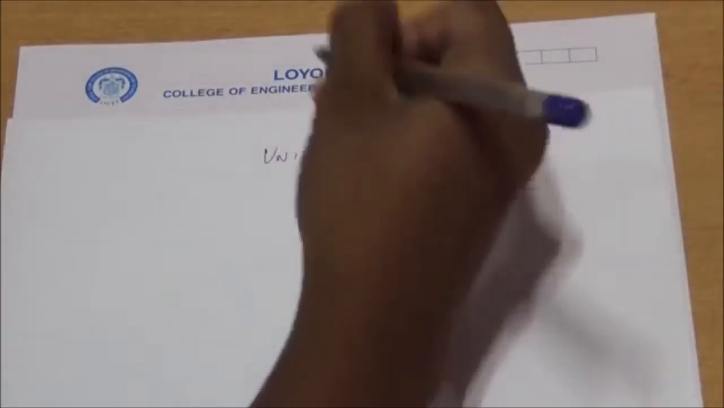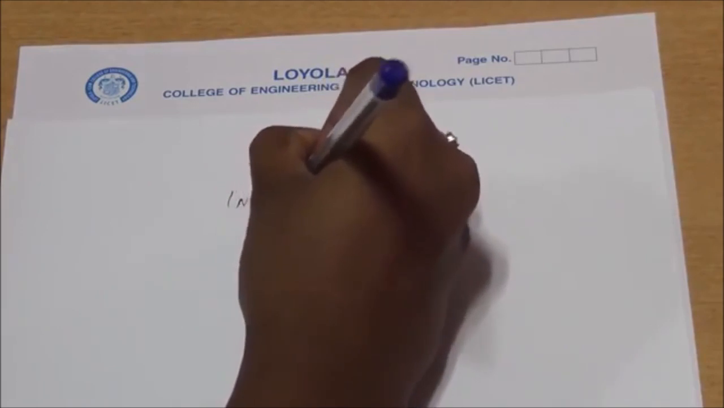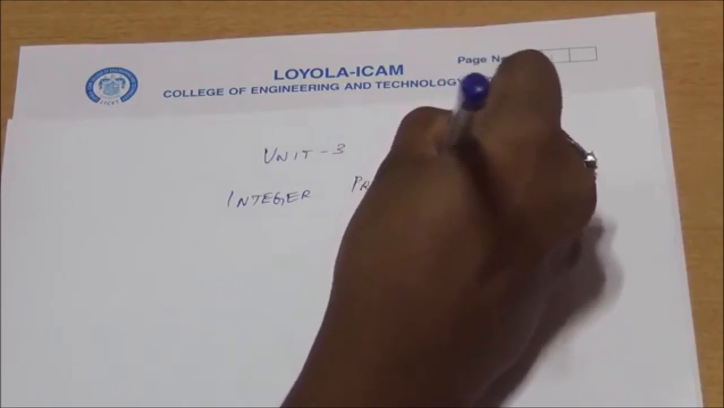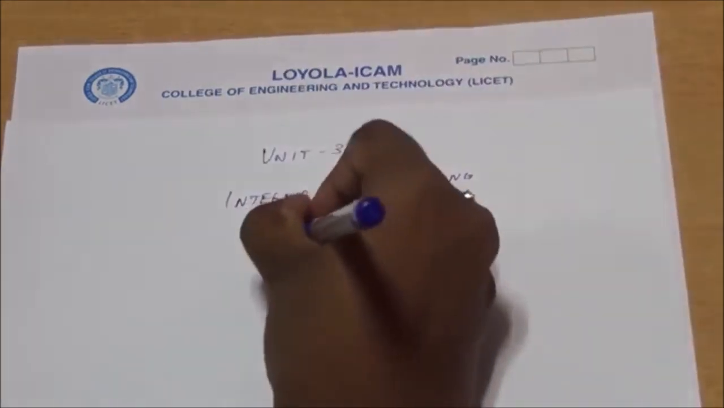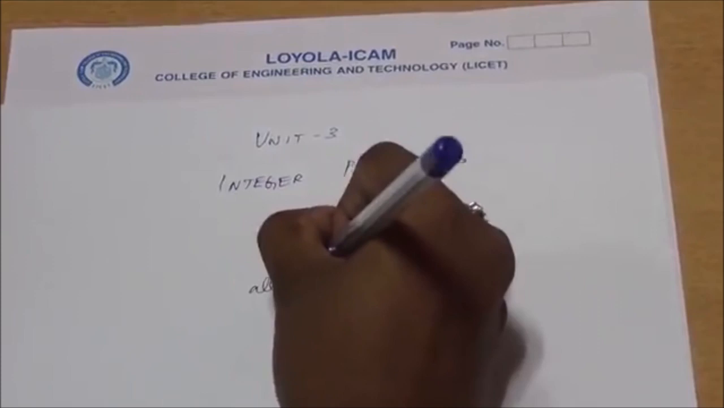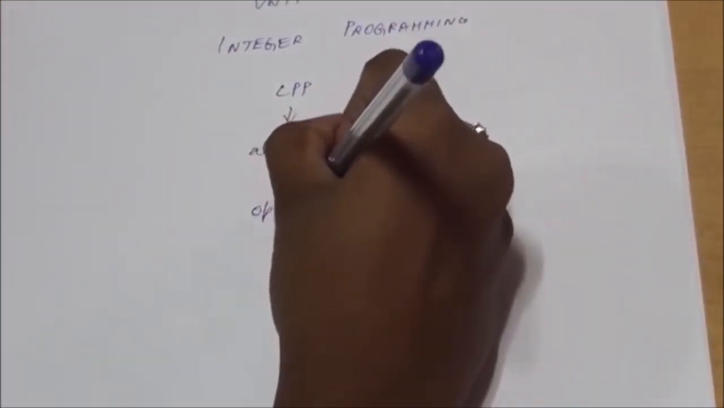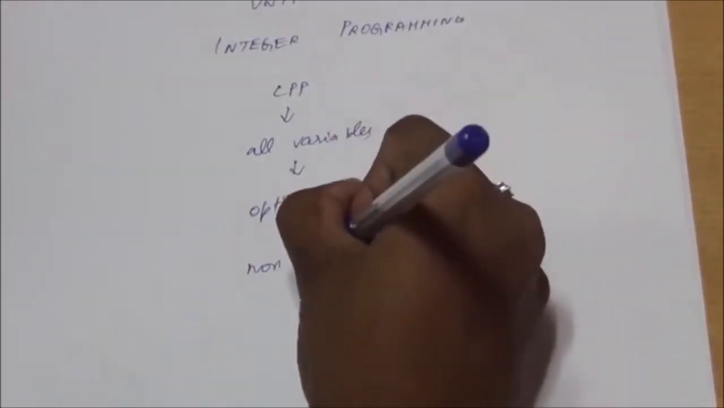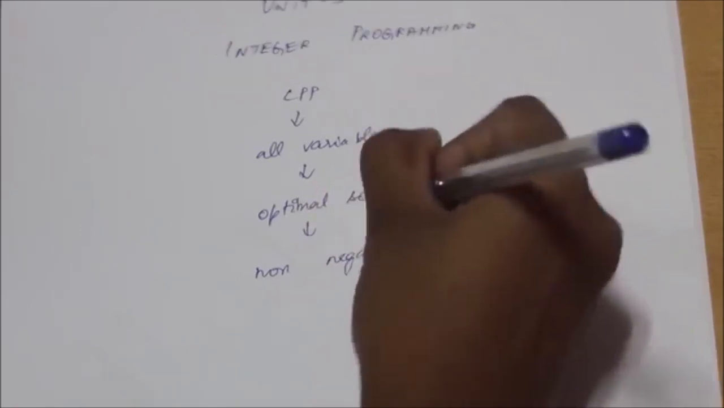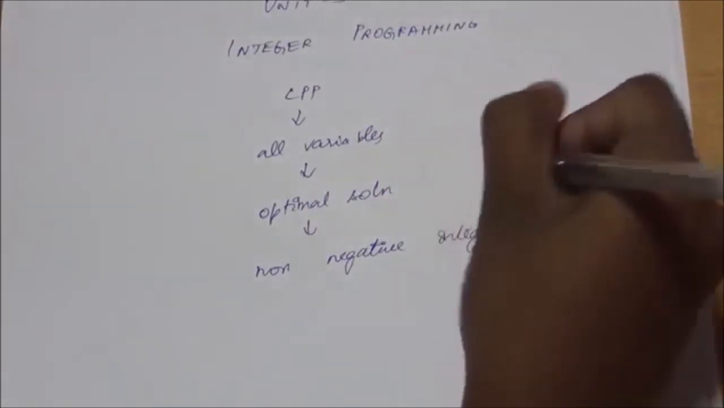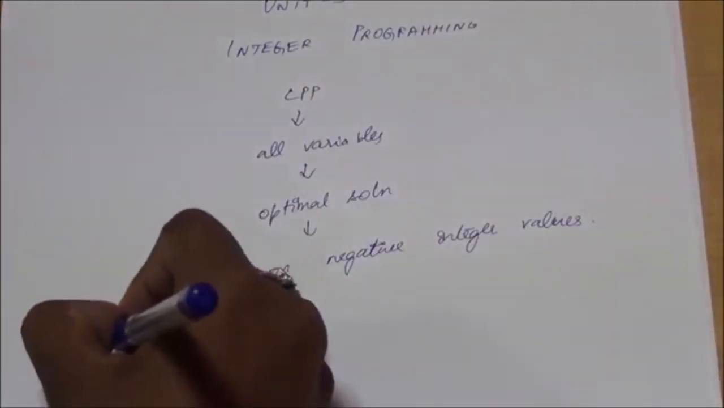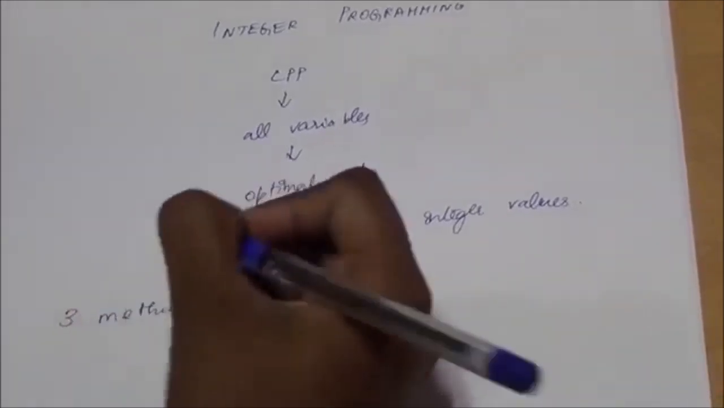Unit 3 Integer Programming. A linear programming problem in which all the variables, whose optimal solution must be non-negative integer values, is called the integer programming problem. We can solve this integer programming problem by three methods.